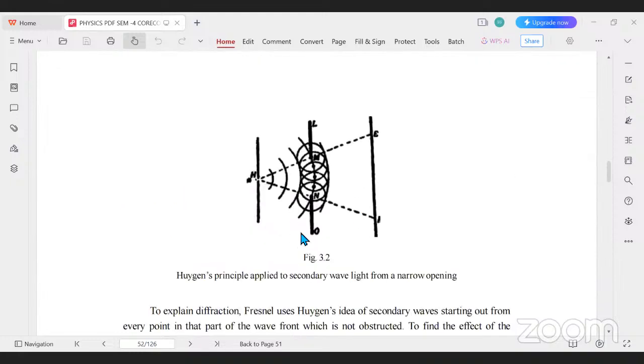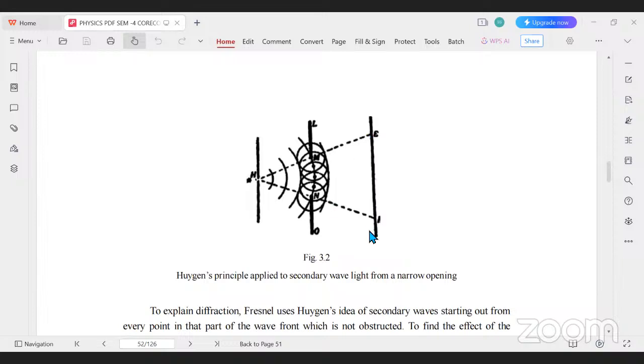So let us see the output which we are getting. Huygens' principle applied to secondary waves from a narrow opening. Inside, it is happening like a circle because reflection happens. The principle says it forms a circle, and that is the output which we are getting.